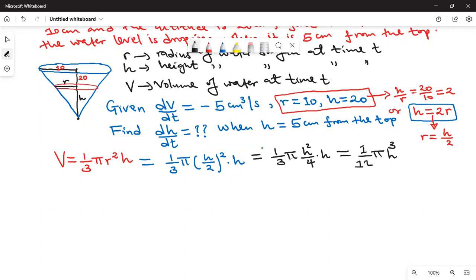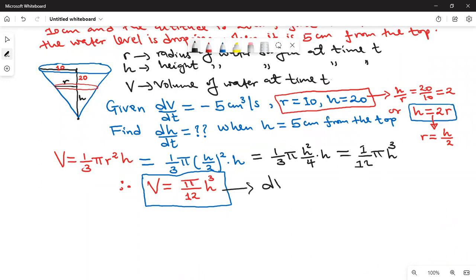So I can just write it here as a summary. You say, therefore, volume can now be written as pi over 12 h cubed. So now let's differentiate this equation with respect to time on both sides. Let me bracket it. Now I want to know the derivative of this equation with respect to time.